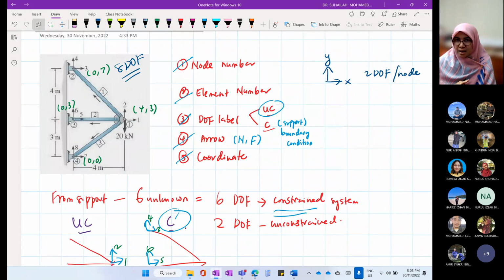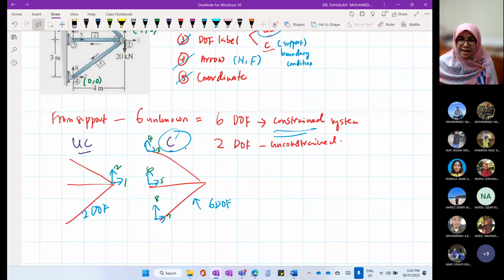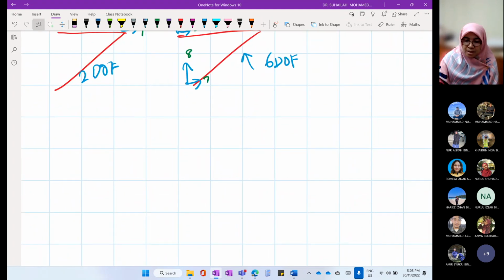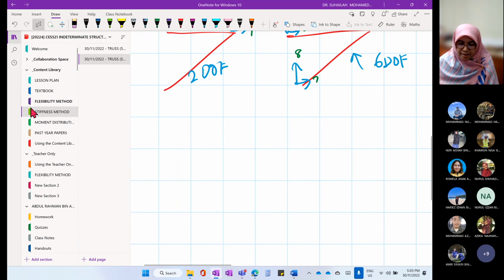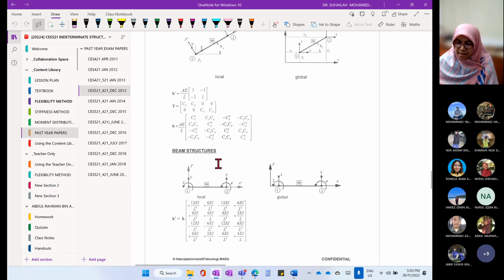We have not started calculating anything yet. The first step is to calculate the element stiffness matrices. I have done one example this morning, a different example, so please watch that one also. The appendix is given in the textbook, and I will put the appendix later on. You can also find the appendix in past year exam papers.